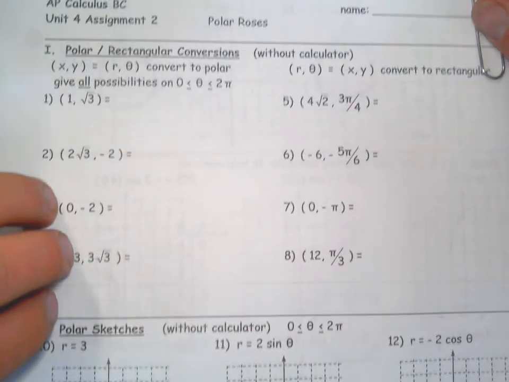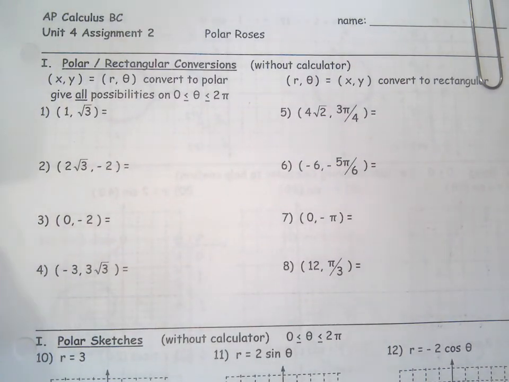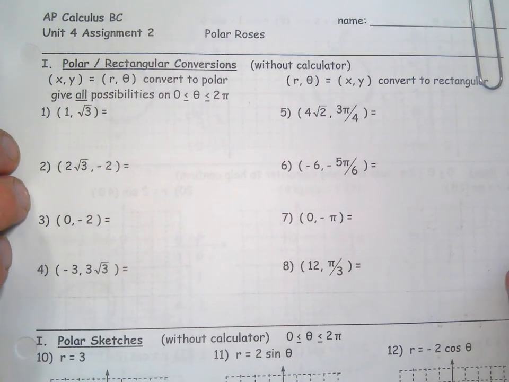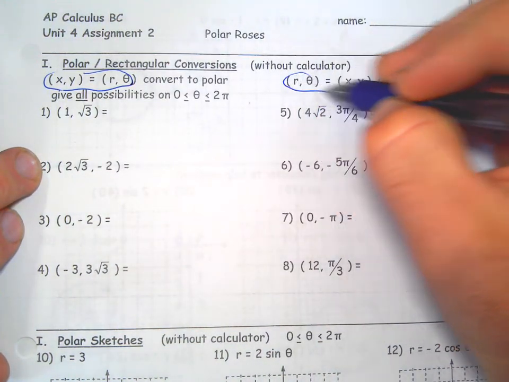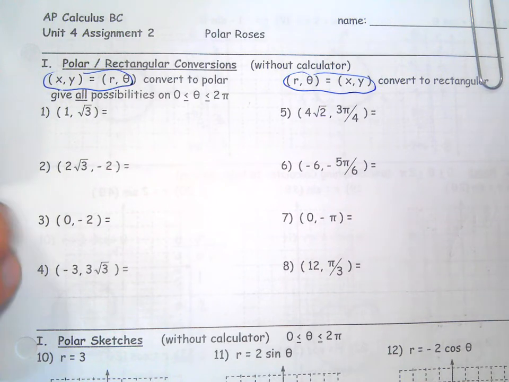Calc BC 4-2 office hours. So this is the assignment. We got some conversion problems first, going from rectangular to polar, and then polar to rectangular for the other ones.